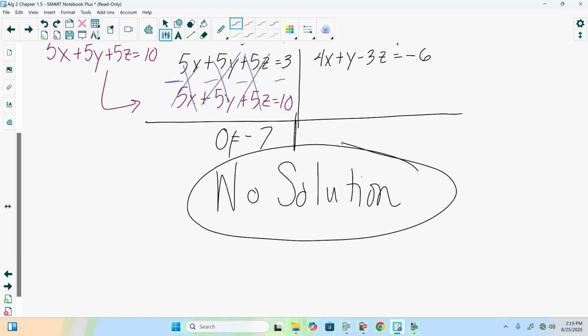All about points. If we got 0 equals 0 on this here, we need to check the other side. We need to check the other equation to make sure we don't get a false statement. At that point, it's no solution. We're done anyways.